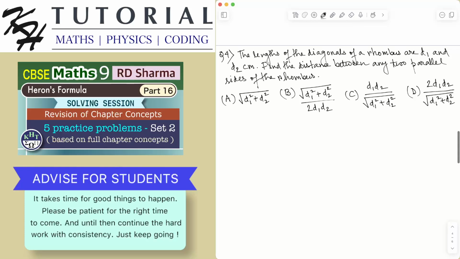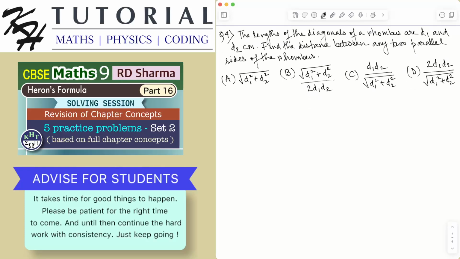Question number 4. The lengths of the diagonals of a rhombus are d1 and d2 centimeter. Find the distance between any two parallel sides of the rhombus. So let's say this is the rhombus.